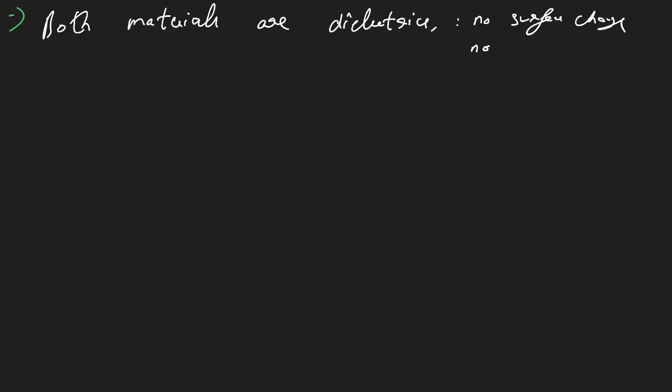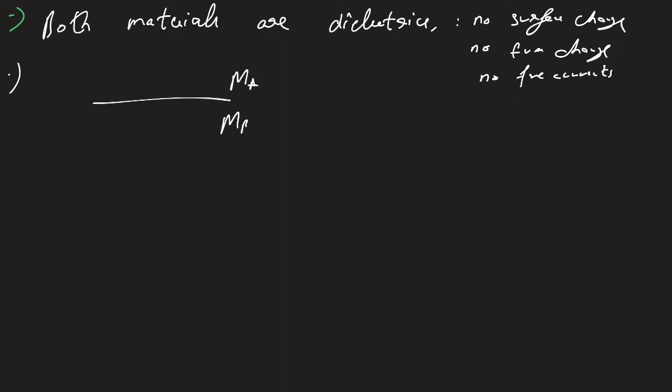and they have no free charge and no currents. Okay, no free currents either. But you see, you have some material A and you have some material B, and your electromagnetic wave is going from one material to the other. Okay. Now, the question is, what happens at the boundary? What happens at the boundary? Well, how do we know what happens at the boundary? Well, as you might have guessed, what we need are boundary conditions.